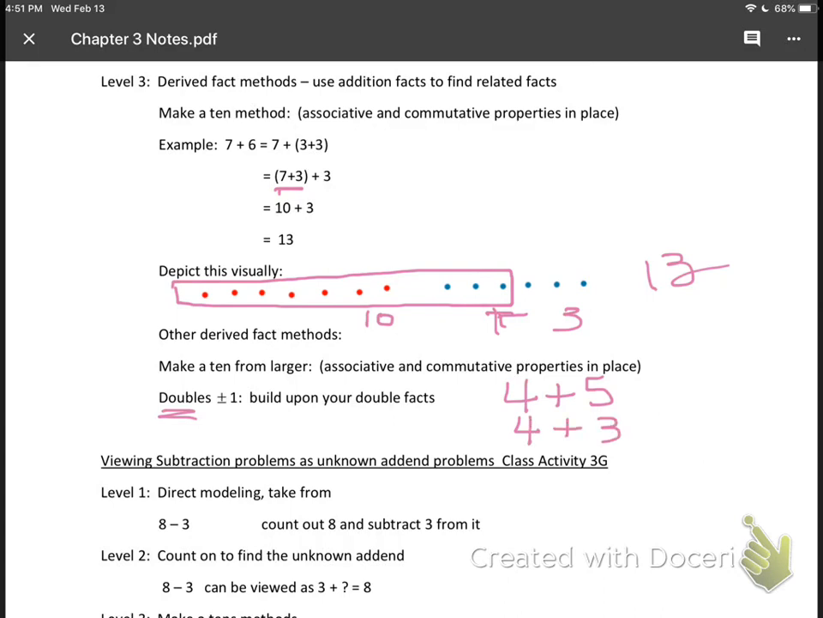Or you can go 1 down. 4 plus 3. Well, 4 plus 4 would have been 8. Go 1 down, and that makes 7. So these are more sophisticated ways that you can use your addition facts. It also makes your student very flexible in their thinking process, and that will always help tremendously as they go forward in math. So on the next page, we're going to view subtraction problems as unknown add-in problems and work through class activity 3G.